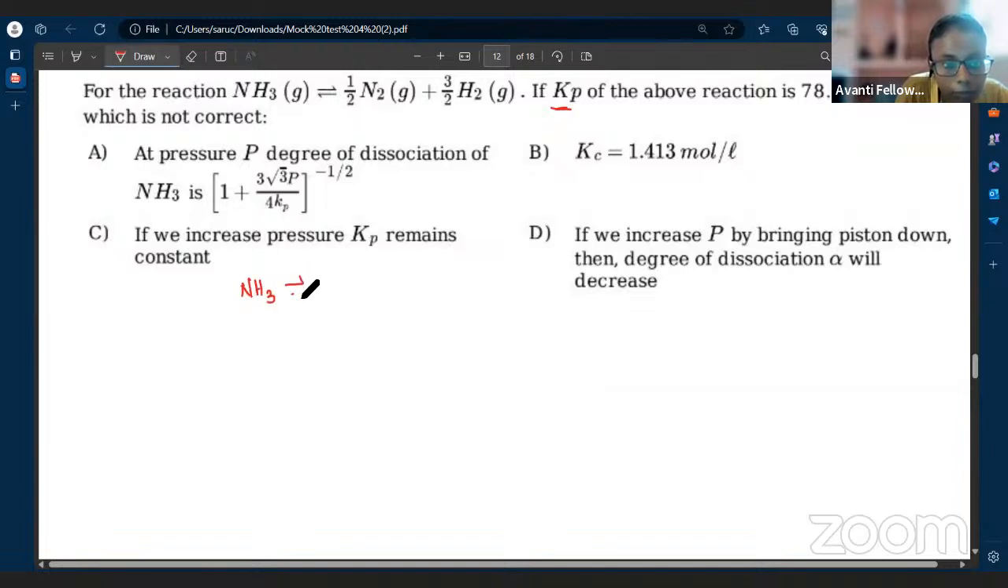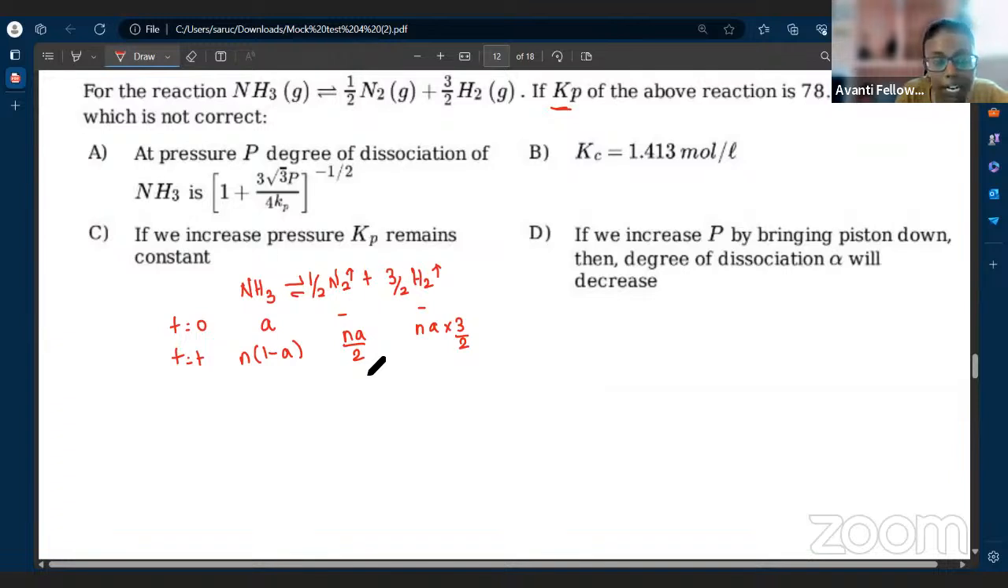So what is the equation given as? NH3 gives half N2 plus 3 by 2 times H2. Now the number of moles is not given, so I am considering it as A. At time t equal to 0, N moles are given, right? So at time t, N moles into 1 minus alpha for NH3, N alpha by 2 for N2, and N into alpha into 3 by 2 for H2.